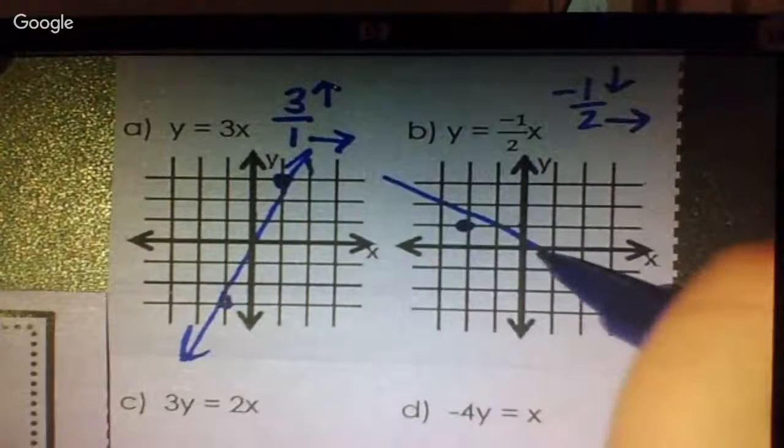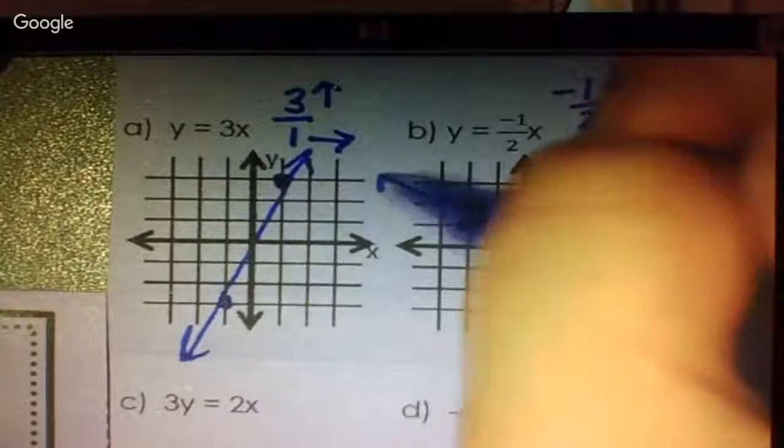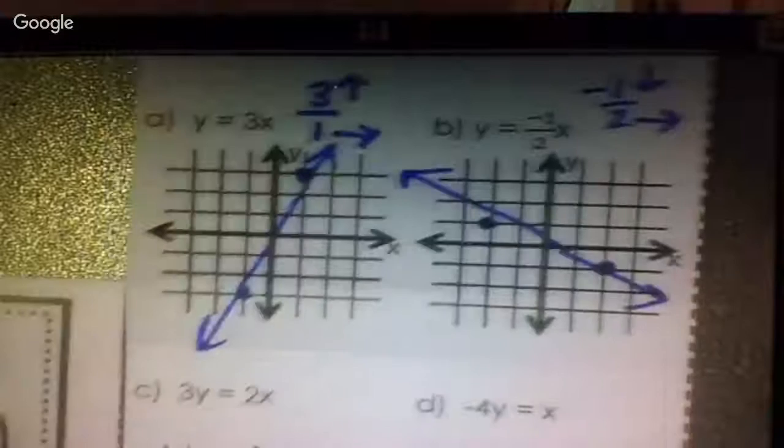Oh, that's an awful line. I totally missed my point. I apologize. That's awful.